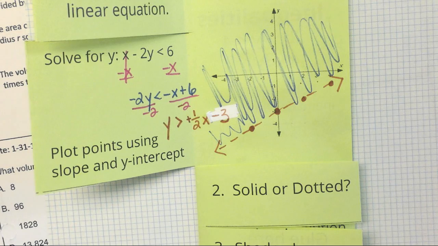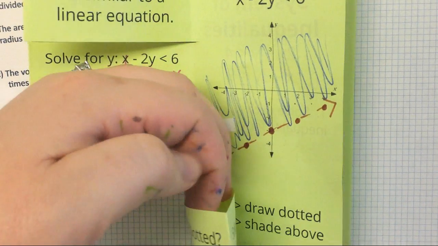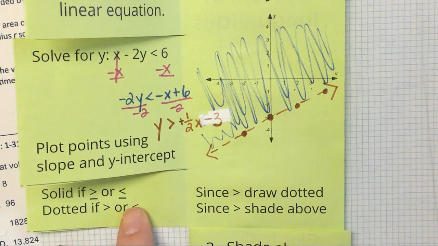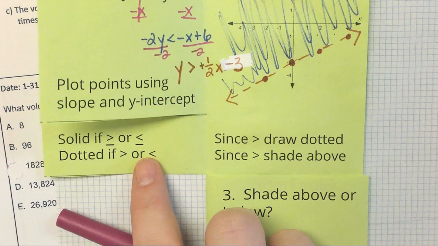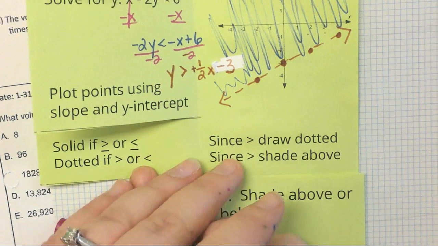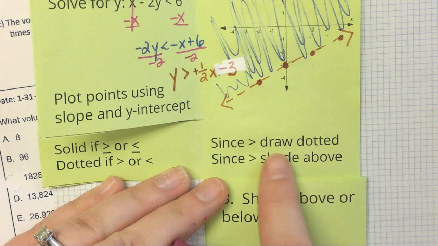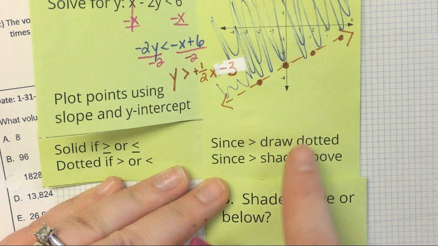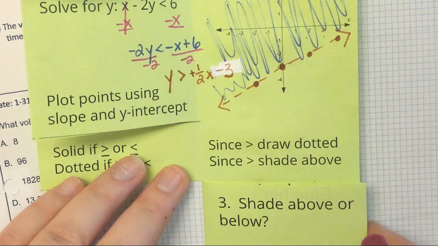Okay, and then if we flip open our flap, solid or dotted. Solid if it's greater than or equal to or less than or equal to. Dotted if greater than or less than. So since we had a greater than, we did dotted. And since we had a greater than, we shaded above.